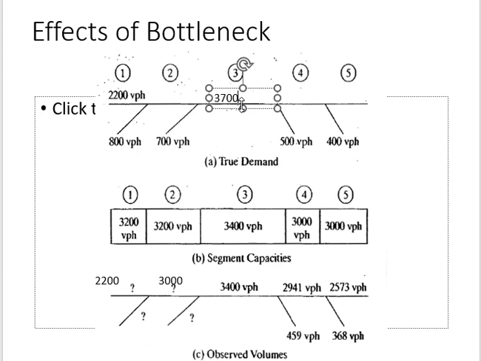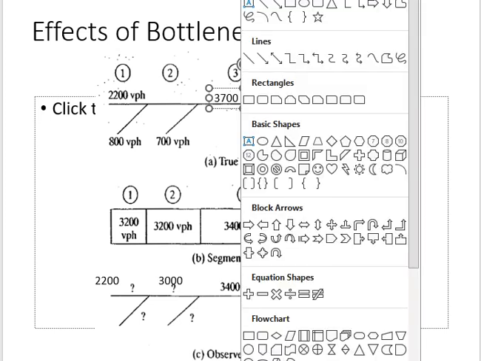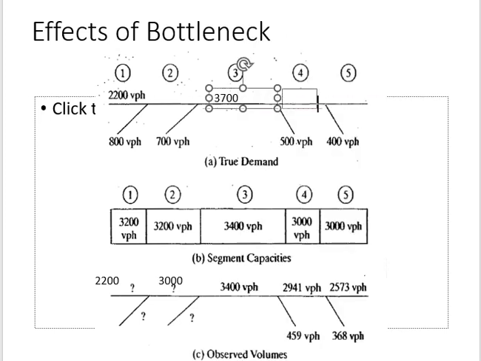Okay, so remember these are volumes, right? So here it was 3,400. First of all, let us look at the demand. What is the demand of segment 4? 3,700 till here, and how many going out? 500. So demand for segment 4 is 3,200. Okay, but why? And the capacity is how much? 3,000. So it should be one of these numbers, right? But they have written 2,941.